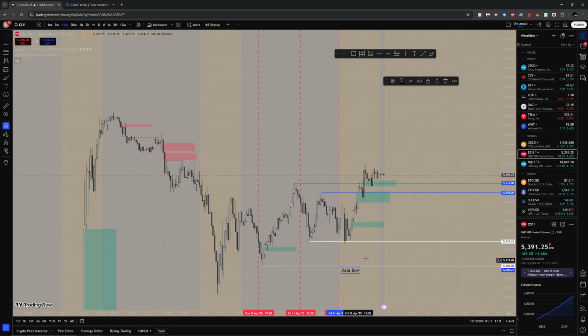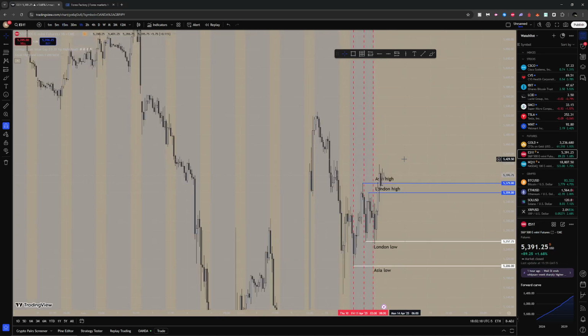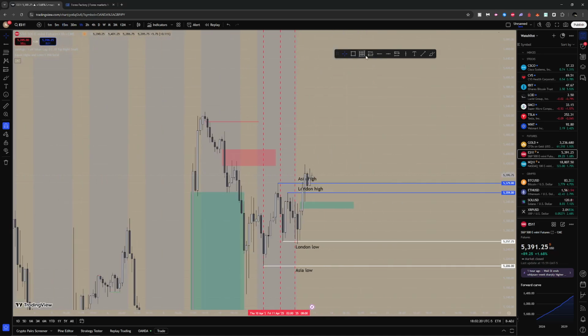Asia low. Just off of first glance, it looks like we have some great price action today. But here's our Asia high, London high. Going to the 1 hour, I don't really see much. Maybe this 1 hour bearish value gap, which ends up actually getting hit.